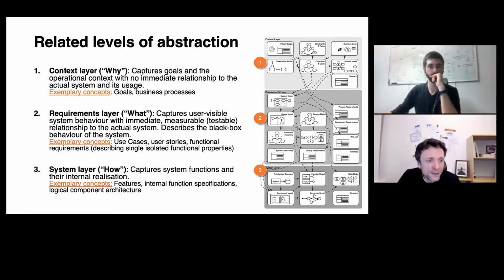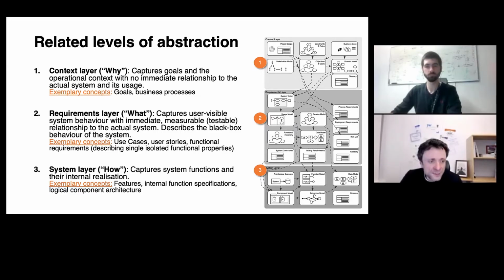Now, in the requirements layer, we capture the user-visible, external black-box perspective on the system behavior with immediate, measurable, that is testable, relationships to the actual system. So here I specify how I, as an end user, intend to interact with the software system in the context of my tasks in order to accomplish those tasks.